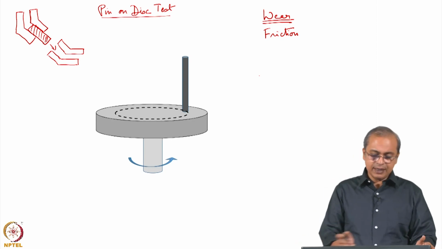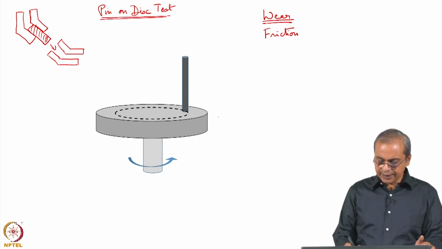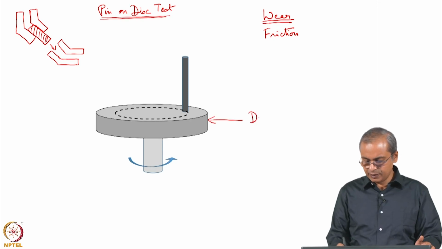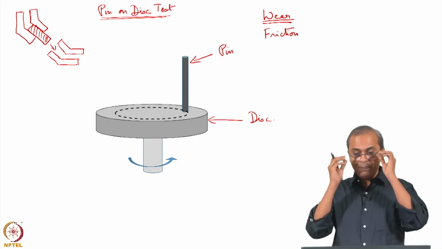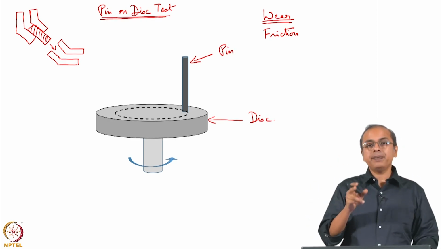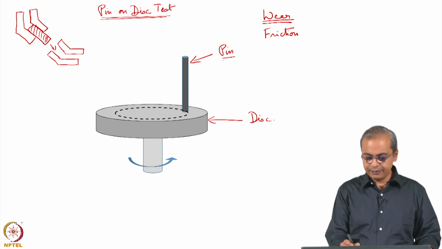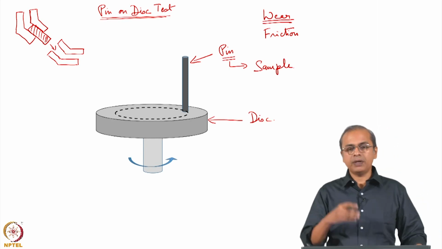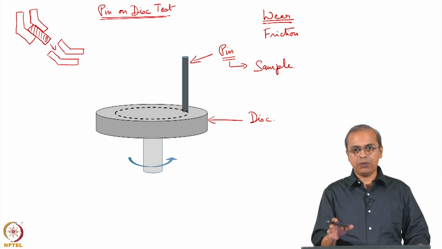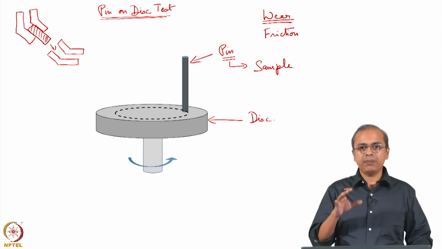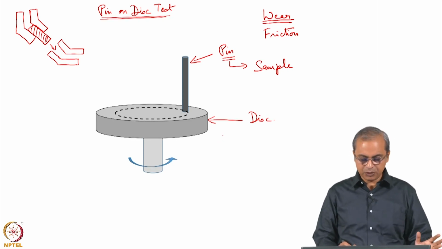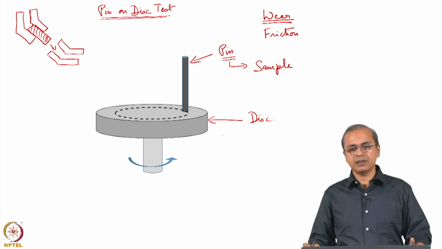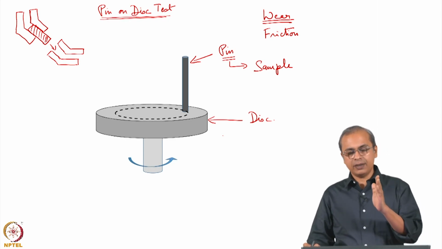So, the pin on disc test is meant for wear properties. It consists of a disc which you see here and a pin, and hence the name pin on disc. Now, the sample that we wish to test is the pin. Whatever material you want to test for wear properties, you convert it to the shape of a pin, which is basically a cylinder of some fixed dimension, based on the standardization of the test. So, you make your sample in that form.